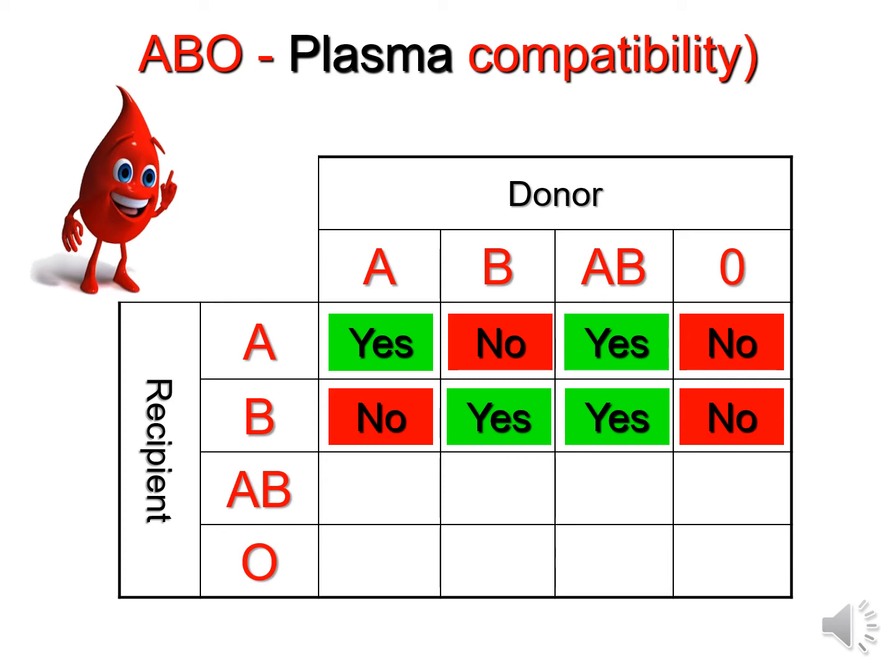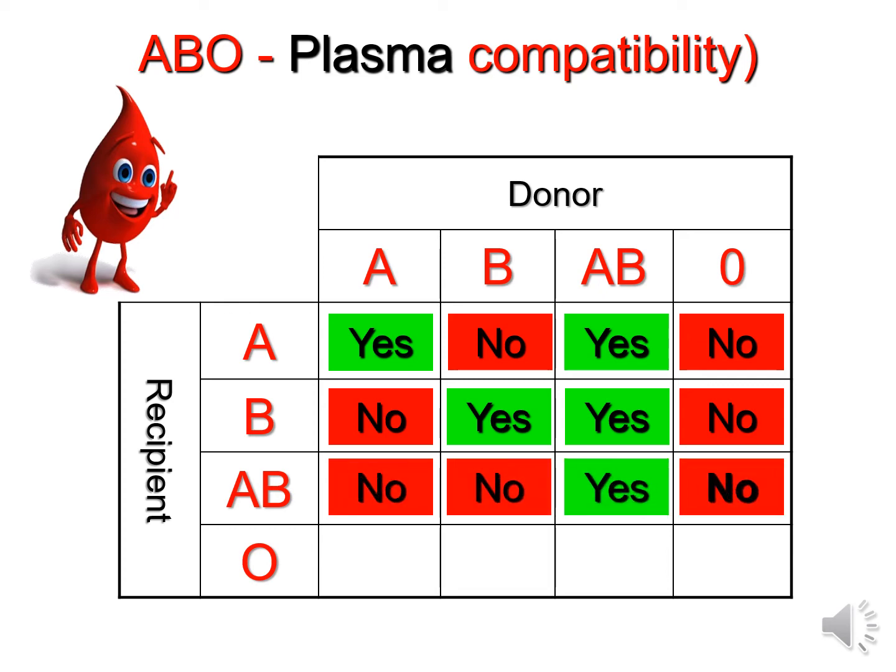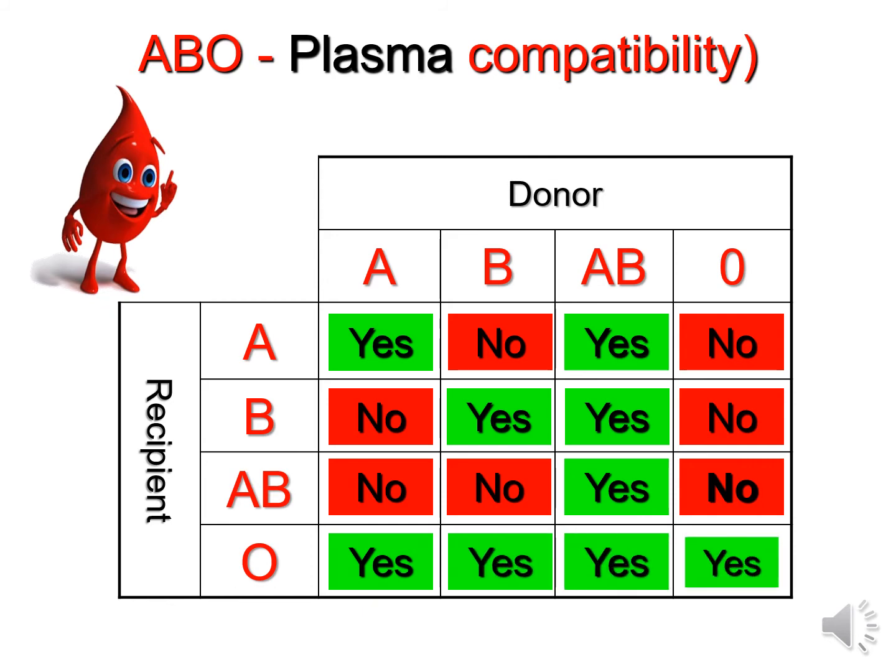How about AB? AB and A, not compatible. AB and B, not compatible. AB and AB, yes, compatible. O and AB, not compatible. With O, they're all compatible: A, B, AB, O. That's why O is the universal donor.